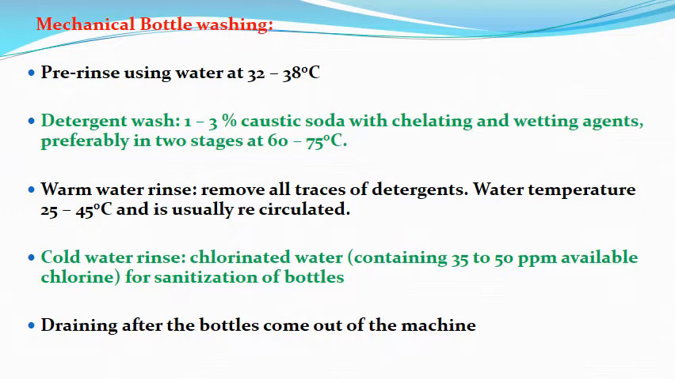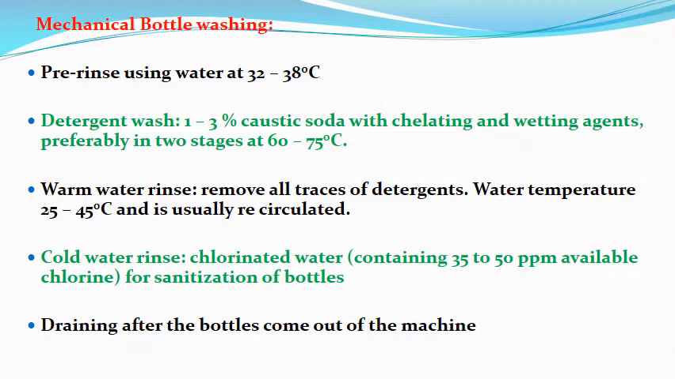Now we will discuss mechanical bottle washing. In earlier days bottles were used for packing liquid milk, and nowadays it is coming back again. So it is better to understand washing a bottle in a mechanized way. The first step is pre-rinsing using normal water at 30 to 38 degrees Celsius. Next is detergent wash, about 1 to 3% caustic soda with chelating and wetting agents, preferably in two stages at 60 to 75 degrees Celsius. So the two-stage detergent solution is used for actual cleaning and removing the soil.